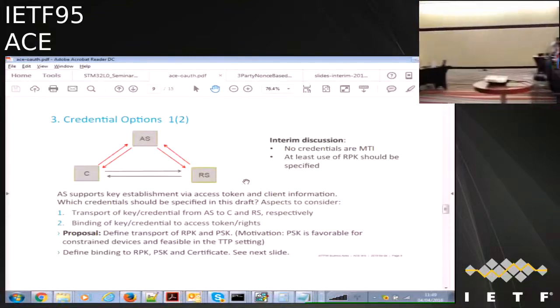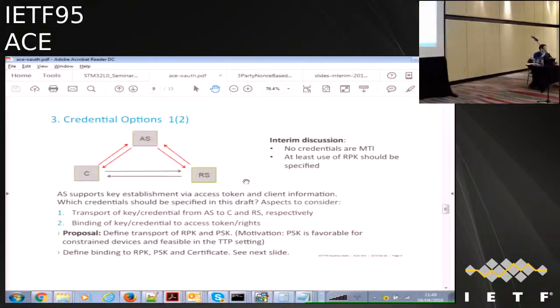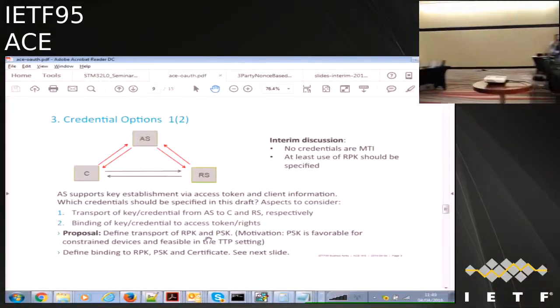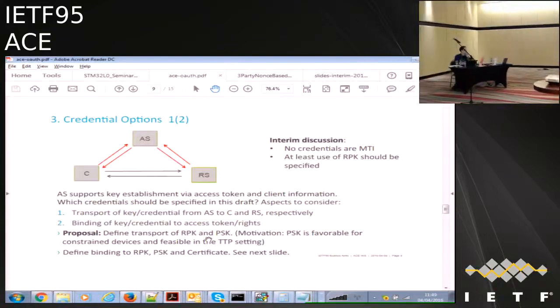I asked for the pre-shared secret, and the raw public key. 1, 2, 3, 4, 5, 6, 7. And the certificates? 1, 2, 3. So certificates definitely a smaller group, 3 people for certificates.